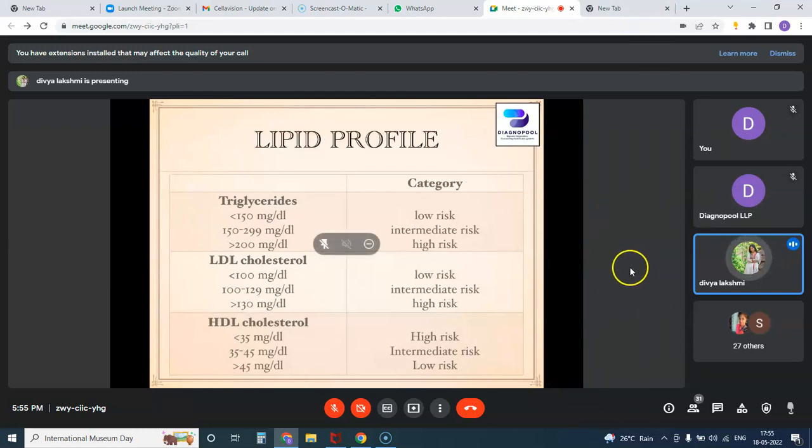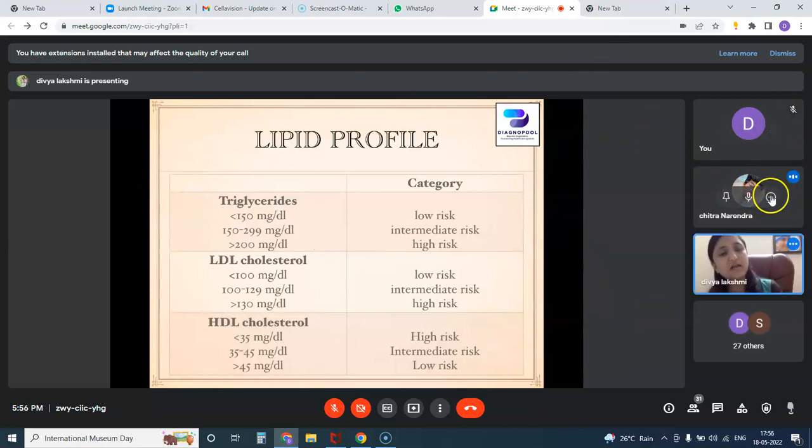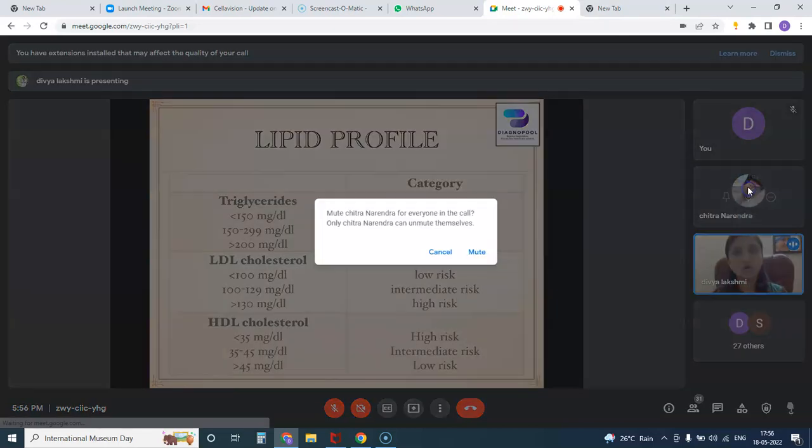Similarly, LDL cholesterol and HDL cholesterol also should be done, and patients should be categorized as to whether they are at risk of developing macrovascular complications. That is, because of the high levels, it can affect the heart and other major organs.